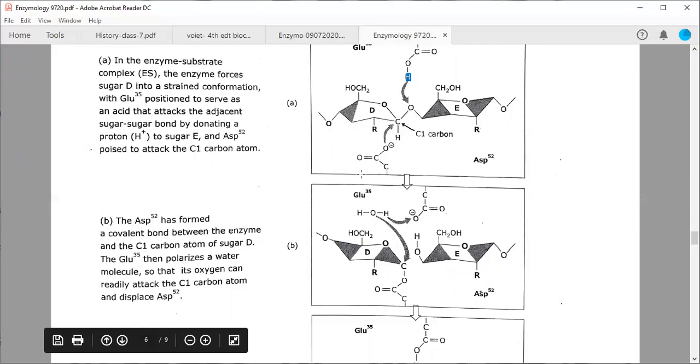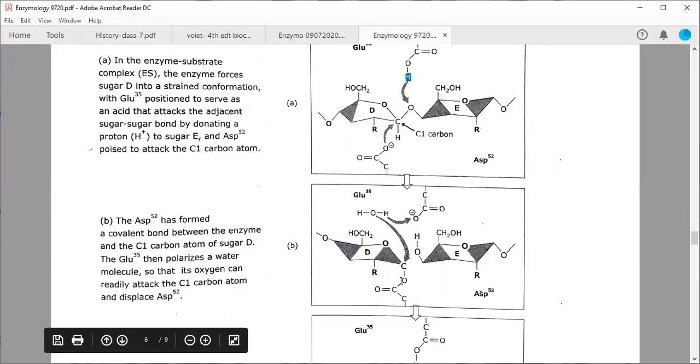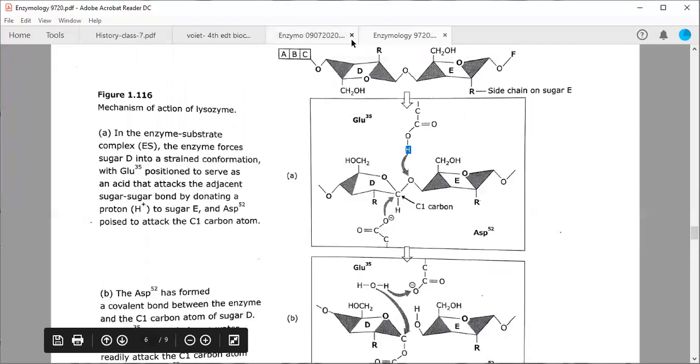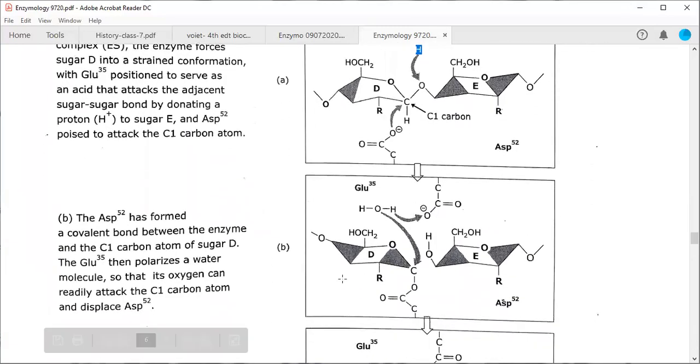Therefore, both glutamate and aspartate are important. In the first step, if this glutamate does not donate its hydrogen ion or proton, this glycosidic bond cannot be broken. And aspartate is important because it directly makes a covalent bond with the D residue, the NAM residue of the peptidoglycan. It will hold the remaining chain, because there is a complete chain with lots of other sugar residues. So it will hold this in place. Therefore, this aspartate is also important.